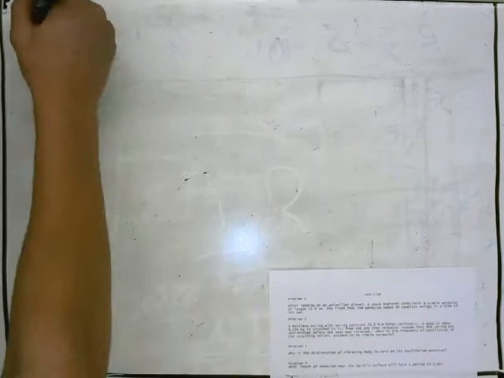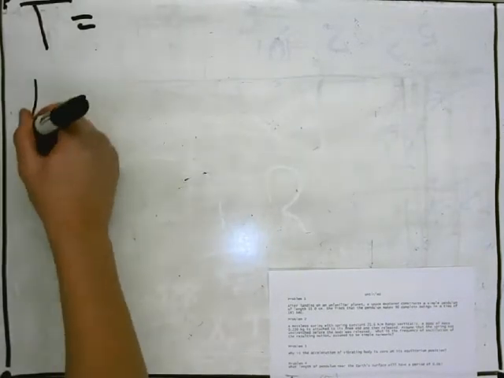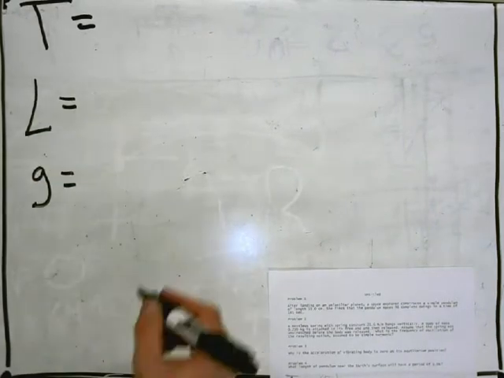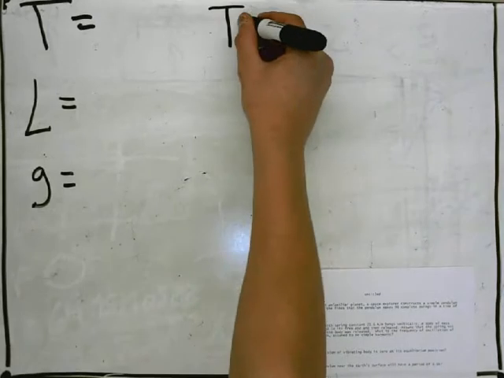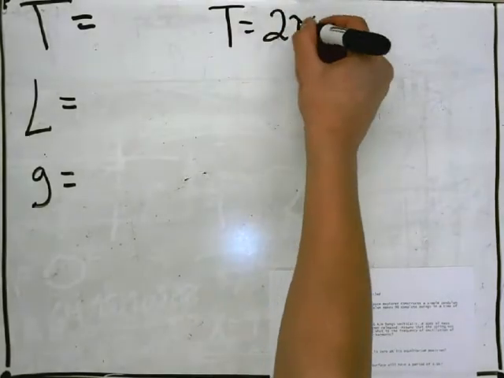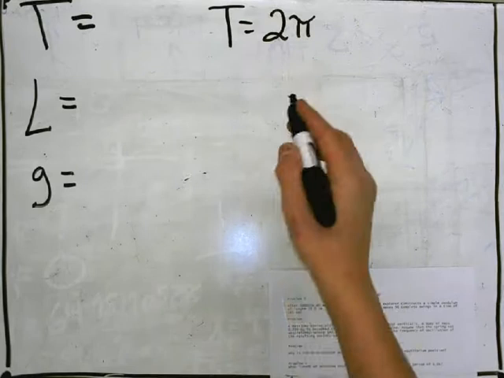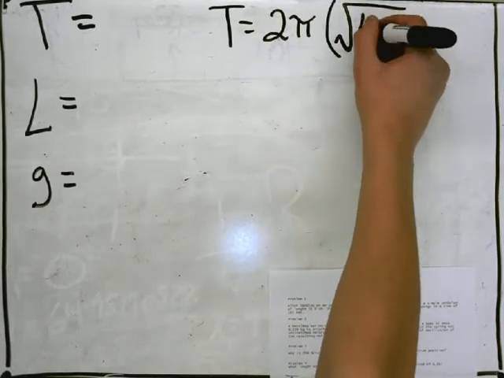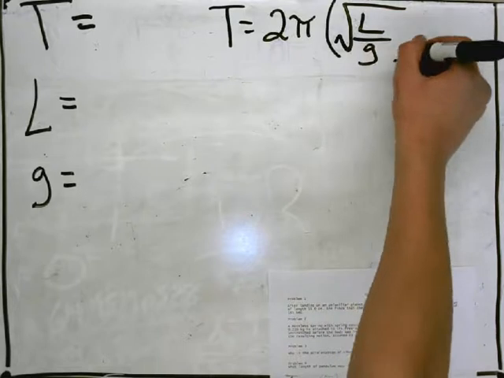She finds that the pendulum makes 90 complete swings in a time of 145 seconds. So, the variables we're going to have to know for a pendulum are the period, the length of the pendulum, and the acceleration due to gravity. And the formula that we're going to be using is that the period equals 2 pi, which is one full circle expressed in radians, times the square root of the length of the pendulum divided by the gravity.